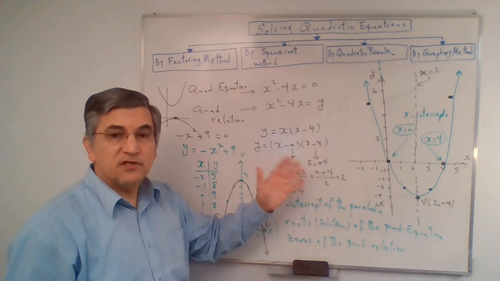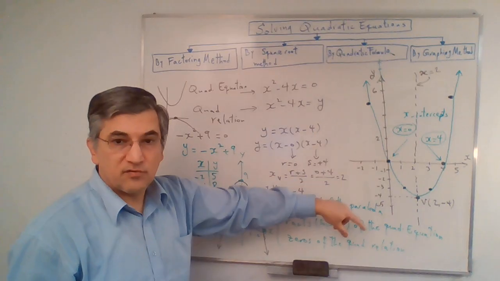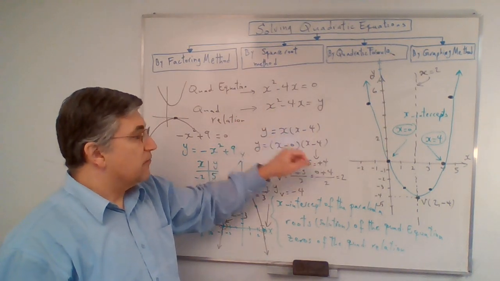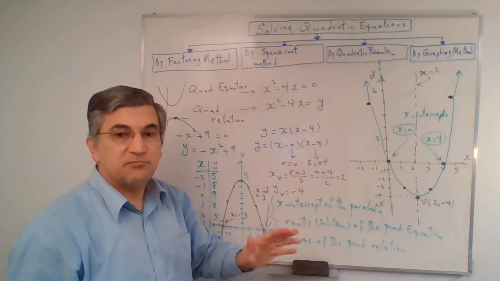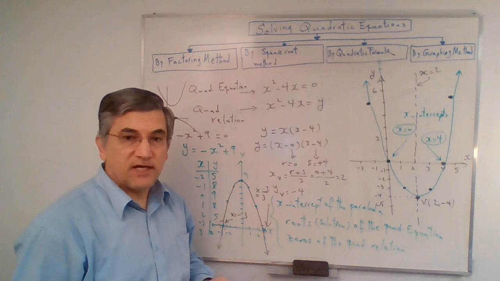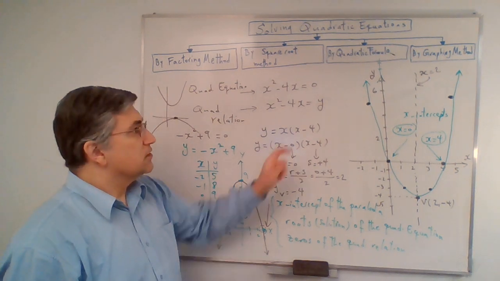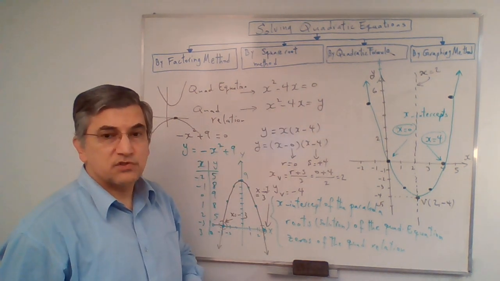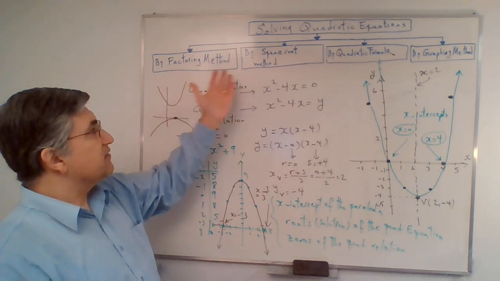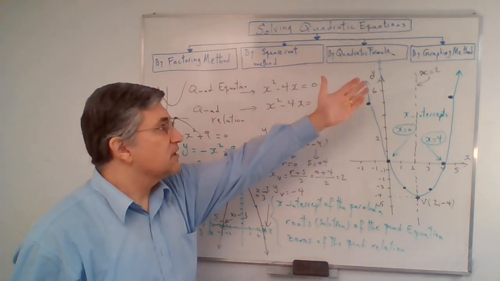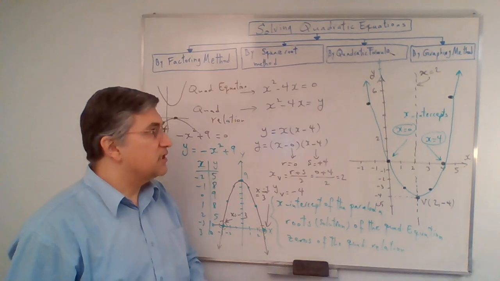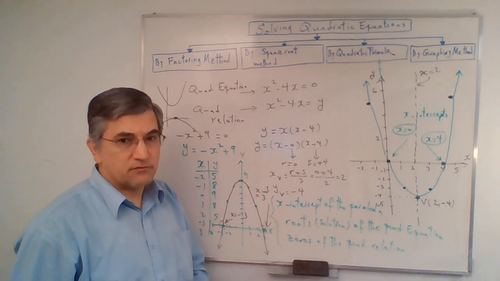So bottom line, in brief, draw the graph of the parabola related to the quadratic relation, and read the x-intercepts. As simple as that. Read the x-intercepts, and that will be the roots of your quadratic equation. This is just another method of solving quadratic equations known as the graphing method. Okay, we have the factoring method, square root method, quadratic formula method, and graphing method. There are 4 methods of solving quadratic equations, and each one of them has its own pros and cons, of course.